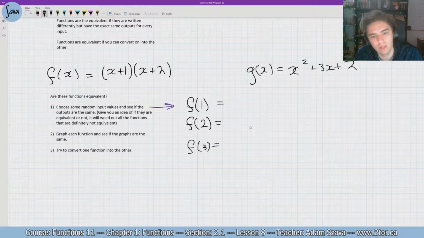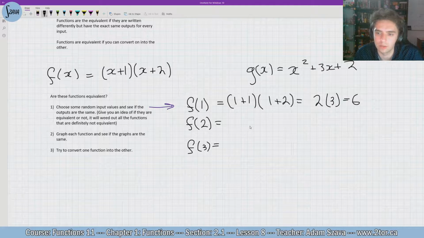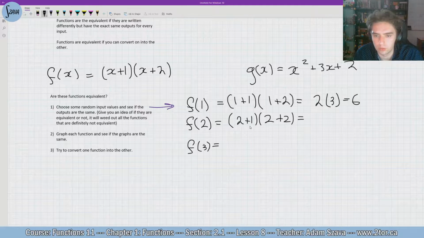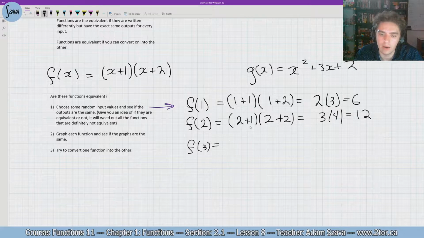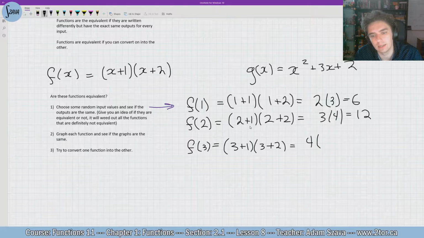So f of 1 is going to be 1 plus 1 times 1 plus 2, right? I'm just using the definition of f of x here. So 1 plus 1 is 2, times 3, which is 6. F of 2 is going to be 2 plus 1 times 2 plus 2, which is 3 times 4, which is 12. Now f of 3 is going to be 3 plus 1 times 3 plus 2, which is 4 times 5, which is 20.